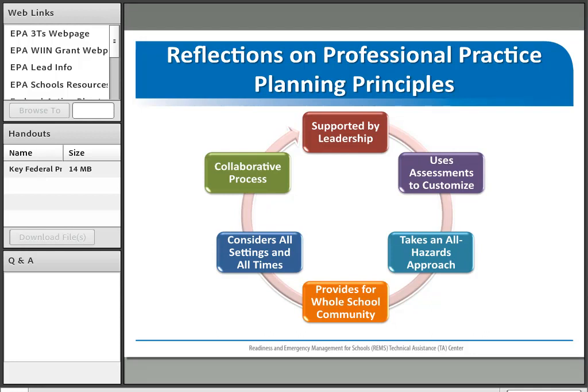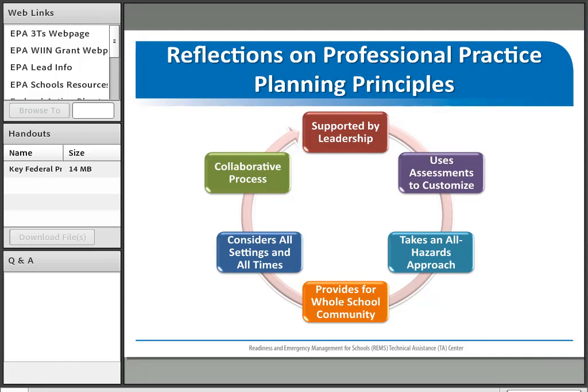So we've talked a little bit about how to make sure that we're assessing what threats and hazards are present. We also want to make sure that we're thinking about which particular facilities and grounds that we have and be very specific about that to customize the plan to each particular building.